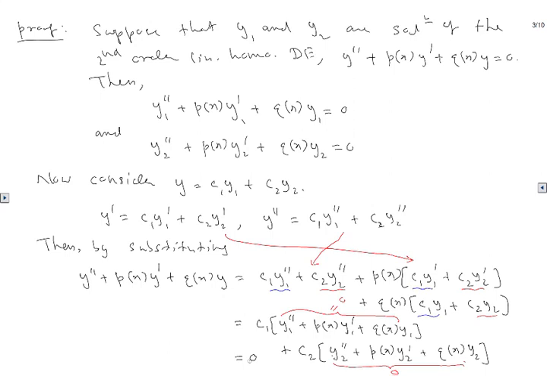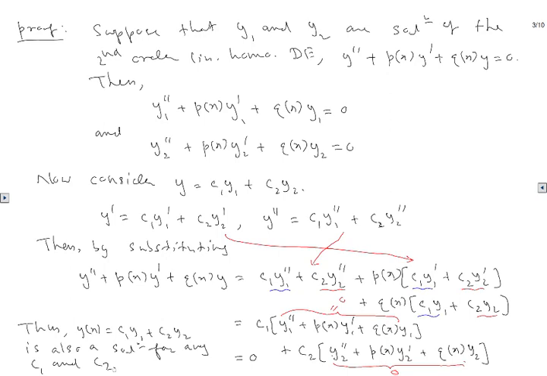Okay, good. Thus y(x), which is c1 y1 plus c2 y2, is also a solution for any, and that's the important part, for any c1 and c2. It doesn't matter what c1 and c2 you use, that's still a solution, because those two terms are 0. That's a very powerful result. That's what we call the superposition principle. If you know two solutions, you can simply consider any linear combination, and that's also going to be a solution.